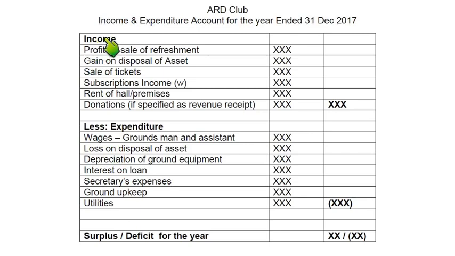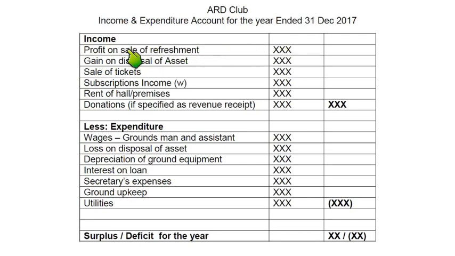There are only two headings here in an income and expenditure account: one is income and one is expenditure. As you may be aware, there are always two columns in an income statement. These are not debit and credit, they are just for presentation. We'll be writing all incomes here, then adding up, and writing all expenses here, then adding up. There can be income such as profit from sale of refreshment.